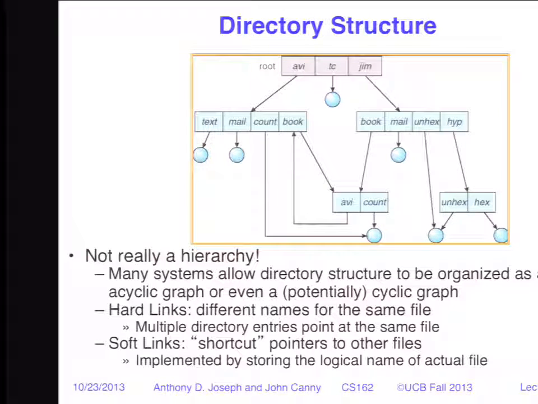But the advantage of soft links is you don't have to reference count, and soft links can cross file systems. So I can have a soft link on my machine that points to one of the instructional machines over NFS, over the network file system. I can't do that with hard links. Hard links have to be within the same file system because I'm storing the same I number, and I numbers are unique to a particular file system. Okay? Everybody understand that? Kind of very important difference.